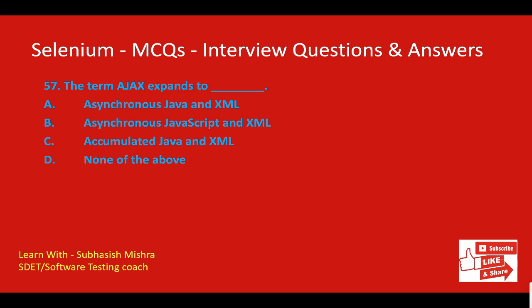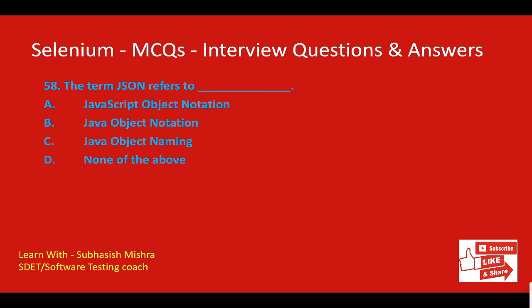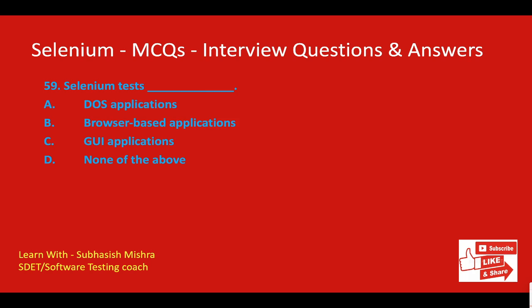The term Ajax expands to what? Asynchronous JavaScript and XML. The option is B. Okay. Then the term JSON refers to JavaScript Object Notation. Answer is A. Let's move to the next one.